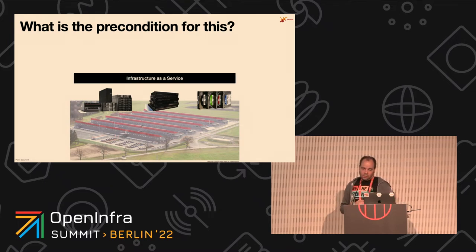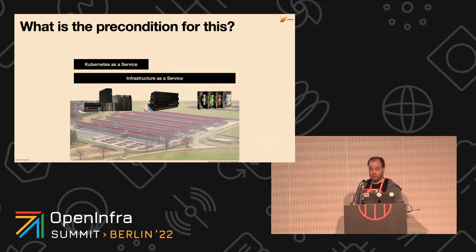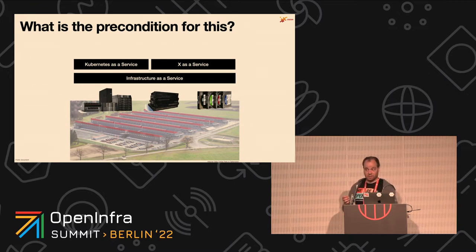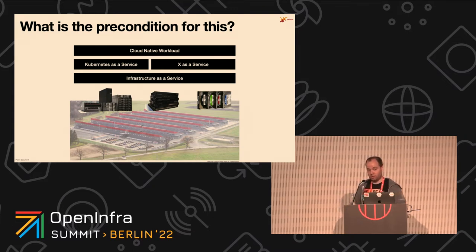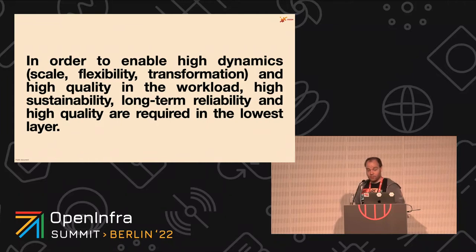And then a good decade passed, we invented OpenStack, and we established a good infrastructure as a service layer to abstract the underlying physical resources with virtualization. Then we have Kubernetes today to abstract the infrastructure as a service layer with Kubernetes as a service layer to be able to consume Kubernetes. We have something as a service as an addition to the Kubernetes as a service, for example, database as a service, or messaging as a service, or S3 storage as a service. And on top of this, we can run our cloud native workload today. And this is required to also be able to transform the underlying physical resources. So in order to enable the high dynamics on the workload, you have to build a long-term reliable infrastructure with a high quality that does not change every now and then.